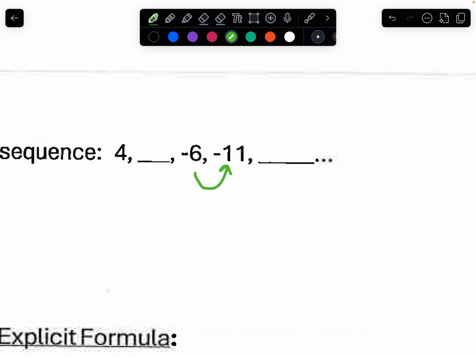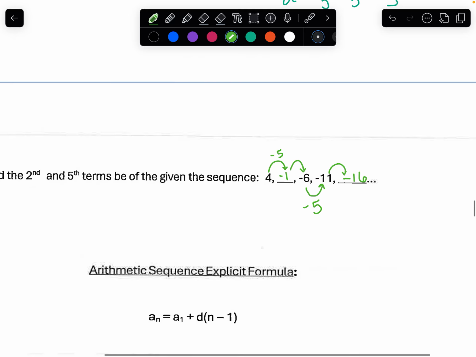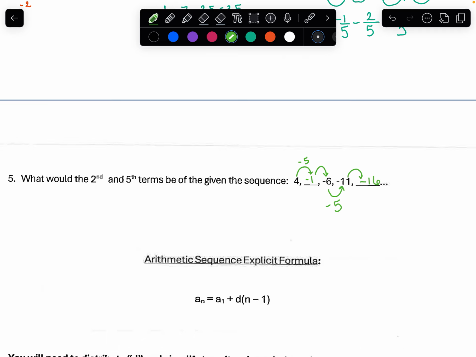So from -6 to -11, we subtract 5. So if we do that to find our missing terms, we would get -1. Well, look at that. -1 minus 5 is -6. So then -11 minus 5 is -16. And so that's how we get our next 2 terms, or our missing terms.